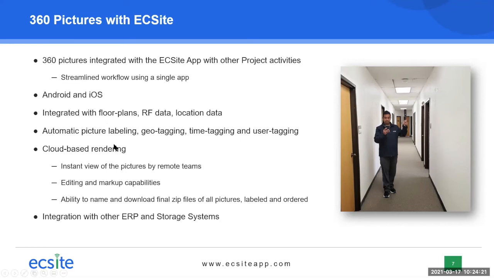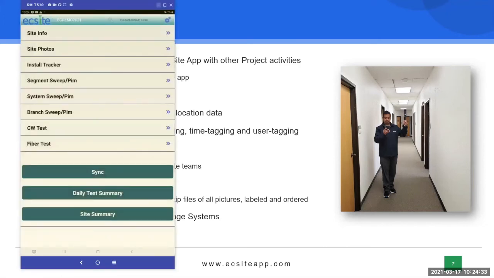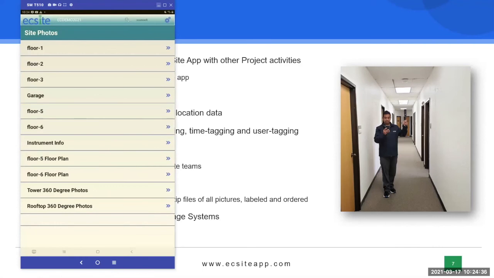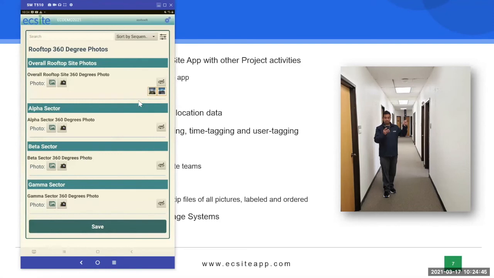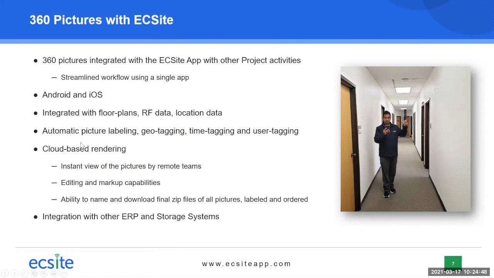Whereas with our app, since it's integrated and it knows the context, it will label the pictures accordingly. For example, if you take a picture in the alpha sector, then it's going to render that as pictures in the alpha sector, right? So if you see here, rooftop, it'll label the pictures correctly. And the rendering is all cloud-based, so you'll be able to see it instantly, just like how we did. It doesn't matter where he is, and we've had people across the country look at it instantaneously.